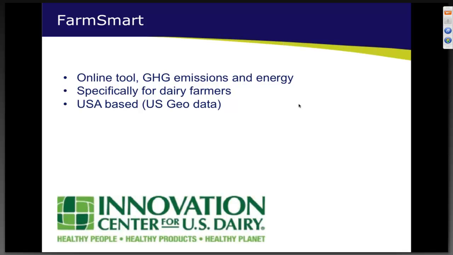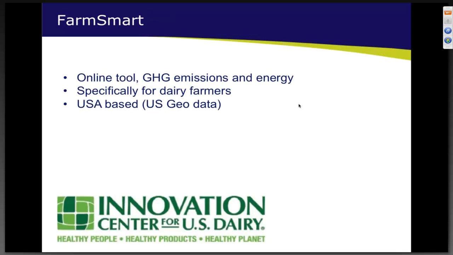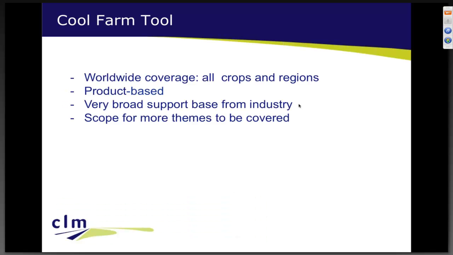But it is worth having a look, because it's using geographic data for the US as well, so that makes it very accurate. I was impressed with the tool when I looked at it a year ago, and it's probably developed further now. As I said, I'm not going to do it deeply, and this one is the one I want to talk a bit more about, because this one is worldwide, aims to cover all crops and regions. It is products-based, not farm-based. That might be a drawback.